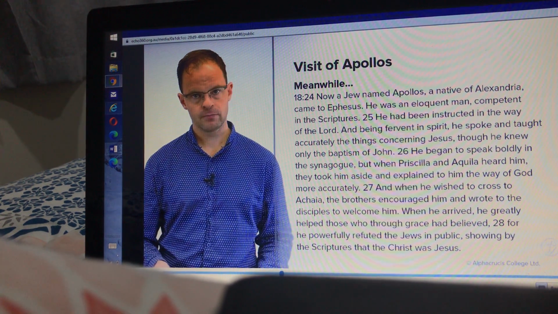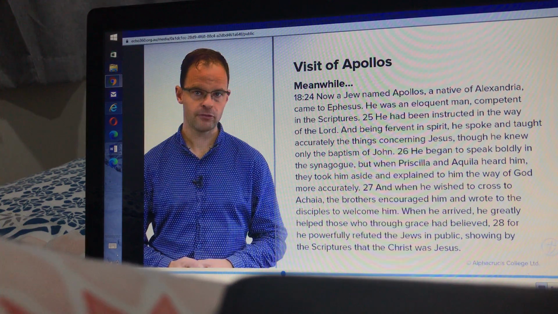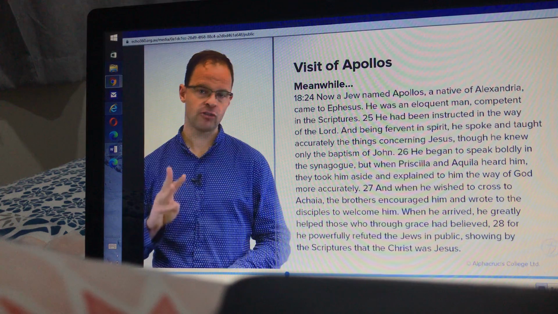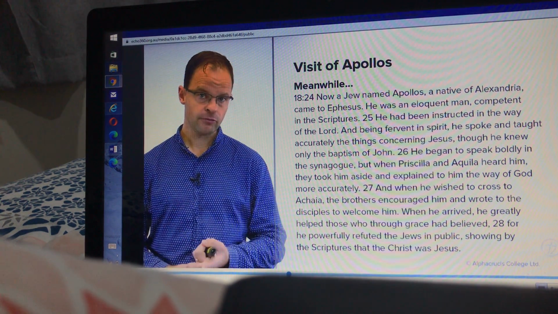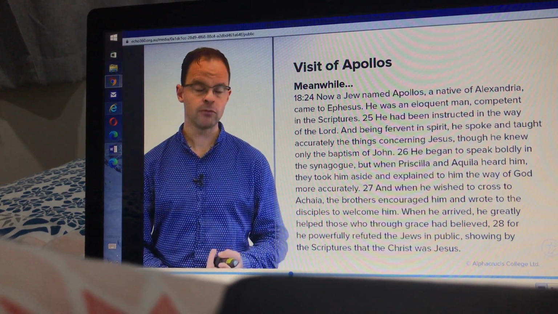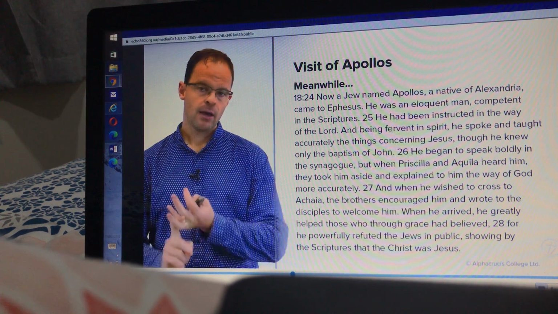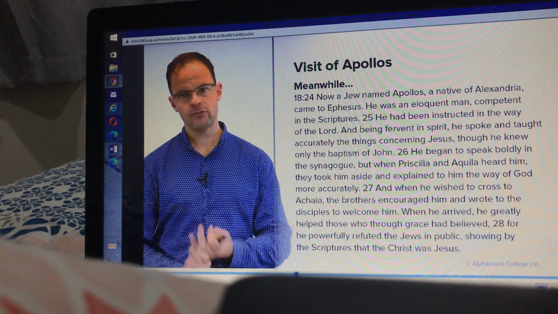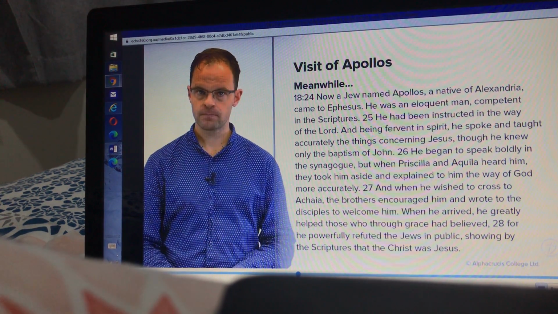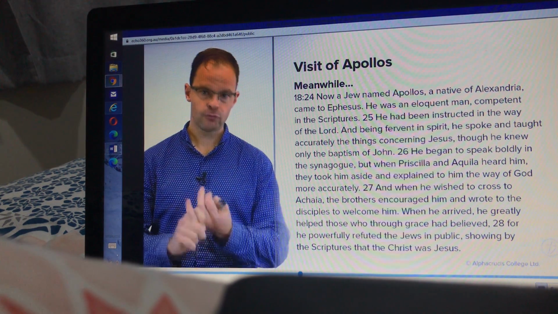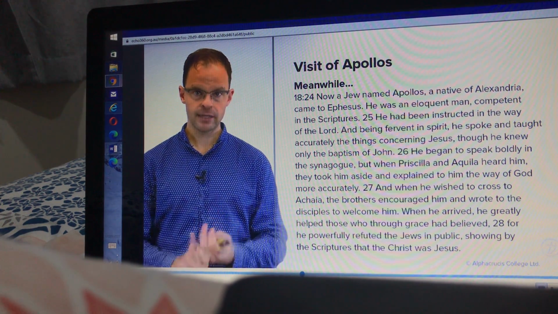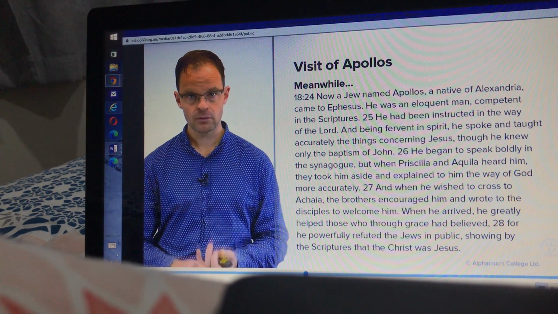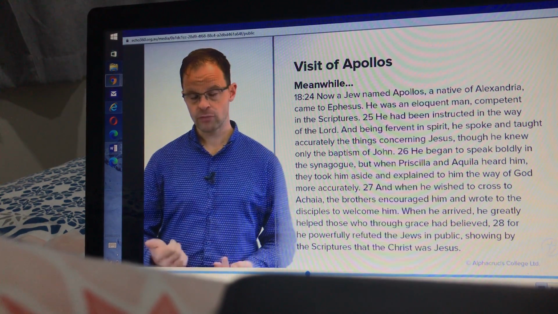So who's this Apollos? Well, we get a couple of very important clues from this passage. Firstly, he came from Alexandria. What's significant about Alexandria? Well, there were three major educational cities in the ancient world. There was Athens, there was Tarsus, if you remember that's where Paul came from, and there was Alexandria. What Alexandria was most known for was its training in oratory. The best orators were produced in Alexandria. So Apollos, from Alexandria, has been trained in oratory, because it says, next line, he was an eloquent man, competent in the scriptures. So he's a Jew, clearly.